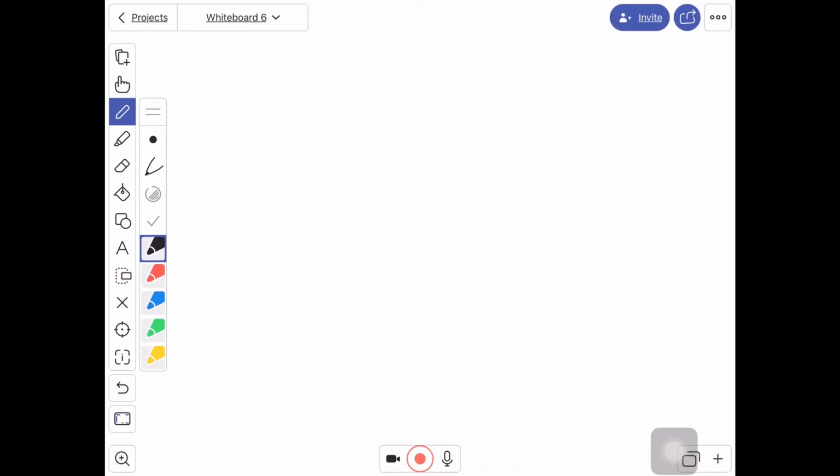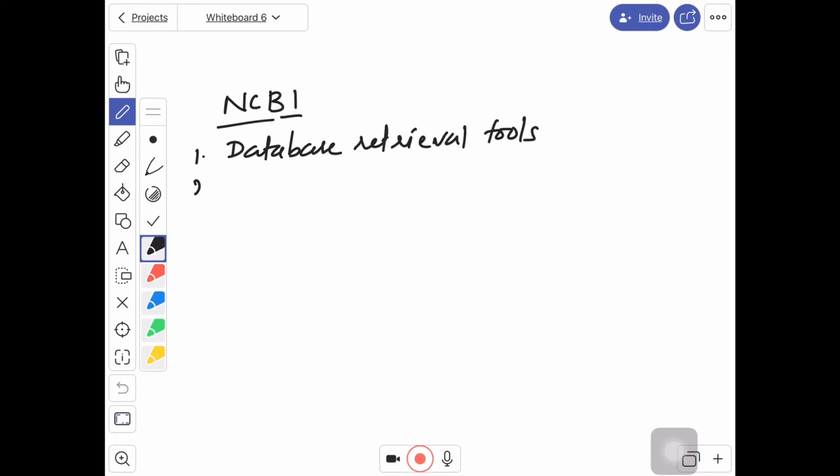So we were discussing NCBI and its different resources. So far we had discussion on database retrieval tools. We discussed BLAST, and today we'll be moving on to the resources for gene level sequences.